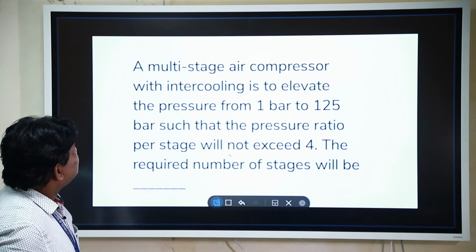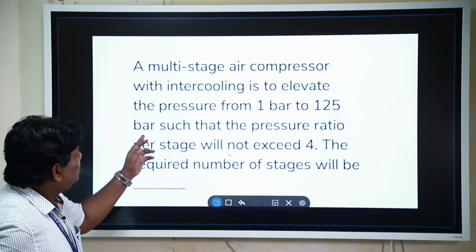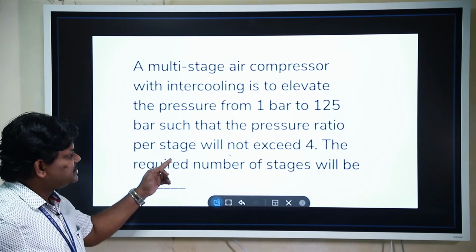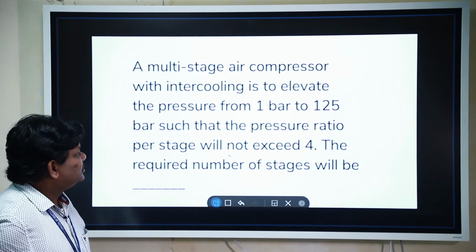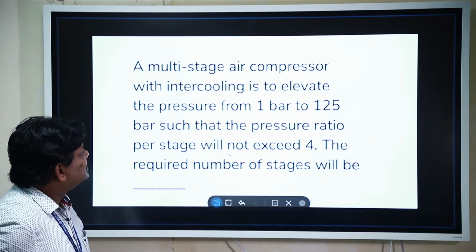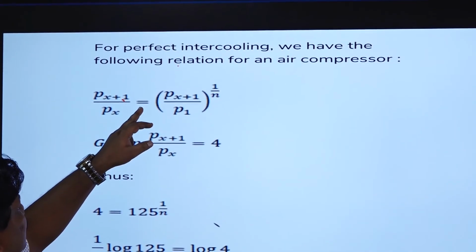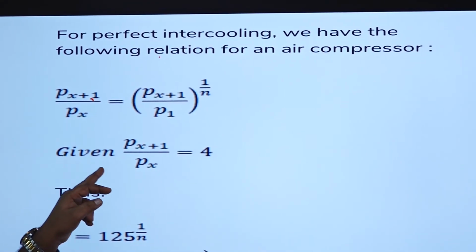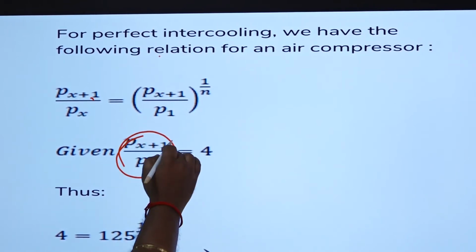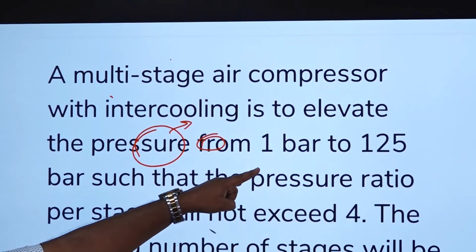The next one is a multi-stage air compressor with intercooling to elevate the pressure from 1 bar to 125 bar such that the pressure ratio per stage will not exceed 4. Find the required number of stages. We have seen this formula: Px plus 1 by Px is equal to Px plus 1 by P1 whole power 1 by N. So use that formula. The pressure ratio will not exceed the value of 4, and the pressure goes from 1 bar to 125 bar.